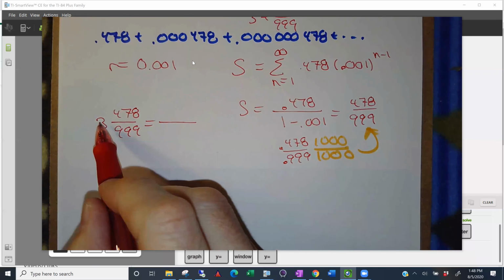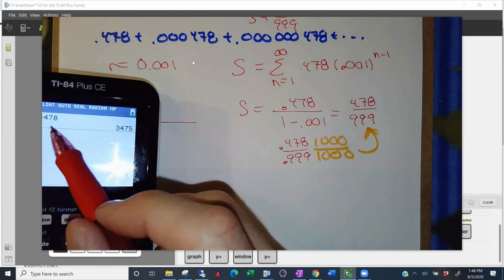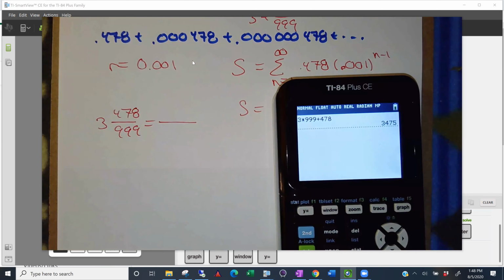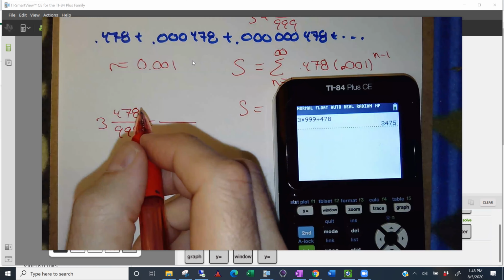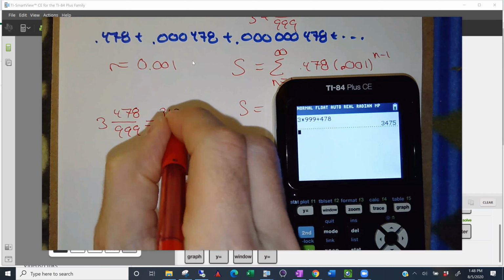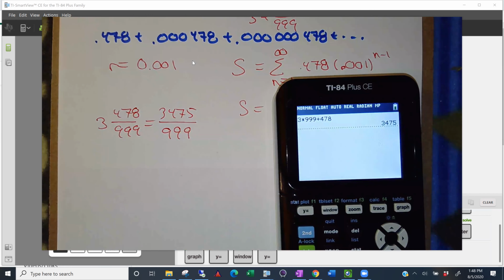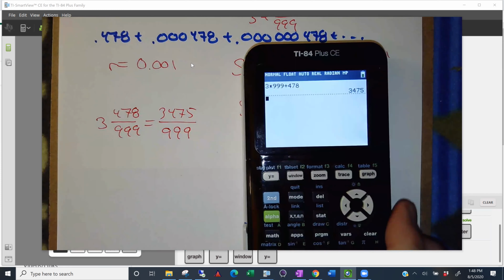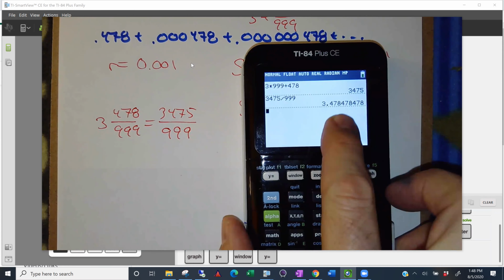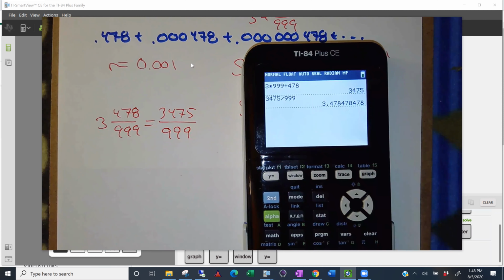To finish this up, I did my multiplication, and I ended up with 3,475 divided by 999. Let's check it. Let's see if that actually works out the way we expected it to. So I'll take this number, 3475 divided by 999. Perfect. 3.478 repeating. Just what I was expecting.